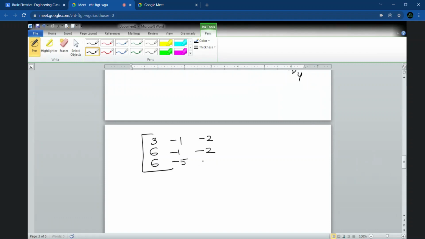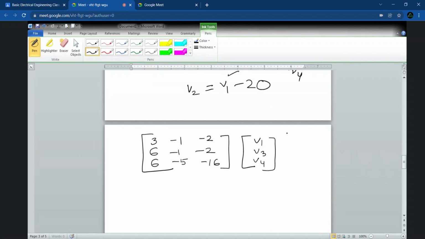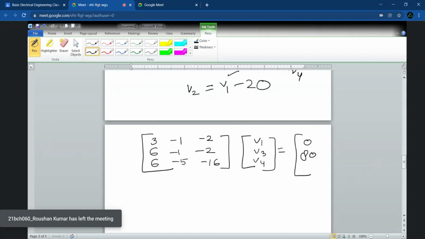-5, and minus 60. Okay, so we will multiply them with the 3 voltages, V1, V3 and V4, because V2 is already known to us, that we can calculate when we have the value of V1. So V2 will be equal to V1 minus 20. So we need not write V2 over here. If we find V1, V2 will be automatically calculated. So this will be equal to 0, 80, 80 and 0, 80 and 80, 40. So this is your matrix.